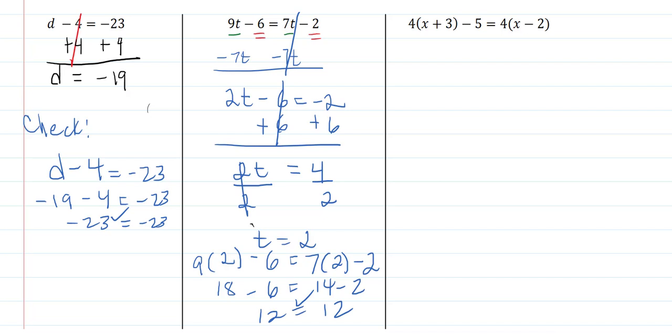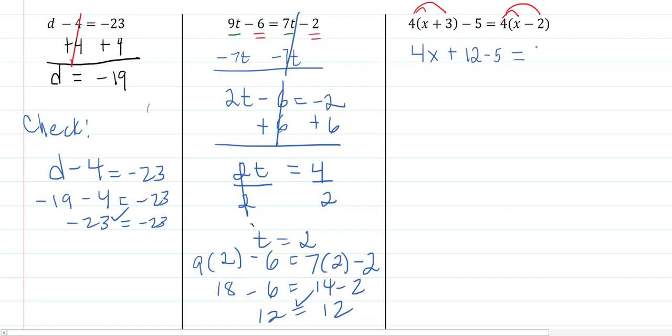All right, this last one just has some little extra steps where you're going to have to do some distributing first. So 4 times x, 4x. 4 times 3, 12. Bring the minus 5 down. 4 times x, 4x. And then 4 times the negative 2, minus 8. I could go ahead and combine like terms, so 12 minus 5.